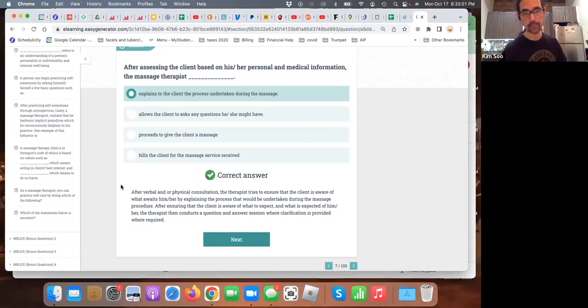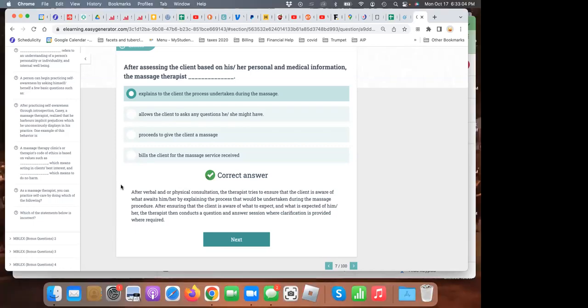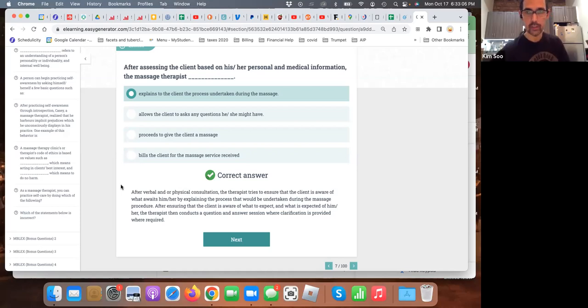You always read the question again. Okay. After assessing the client based on his or her personal and medical information, the massage therapist explains to the client the process undertaken during the massage, allows the client to ask any questions he or she might have, proceeds to give the massage, bills the client. All right. Now the explanation. After verbal and/or physical consultation, the therapist tries to ensure the client is aware of what awaits him or her by explaining the process. Okay. After ensuring that the client is aware of what to expect, I see. Then the therapist conducts a question and answer session.